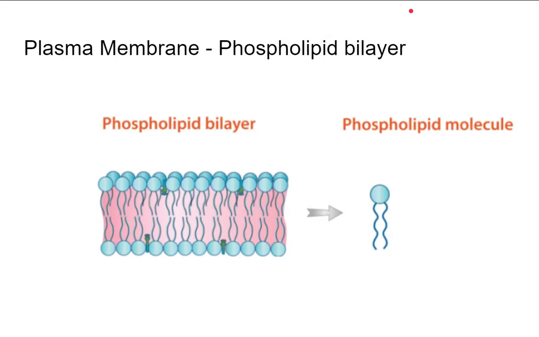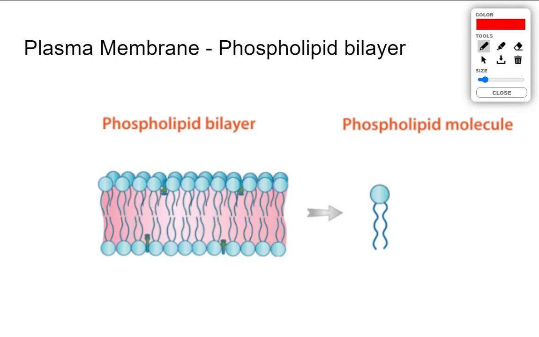The primary structure that the plasma membrane is made of is something called the phospholipid bilayer. Now, the phospholipid bilayer is made of these things called phospholipids. If we take the word apart, phospho refers to a phosphate head. So the very top of this is called a phosphate head. The lipid portion are the tails. So this is the lipid tail down here.